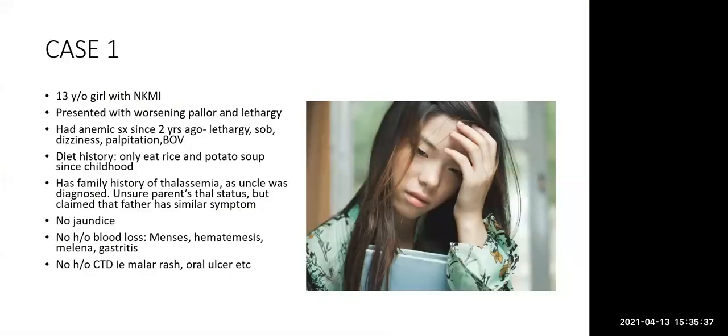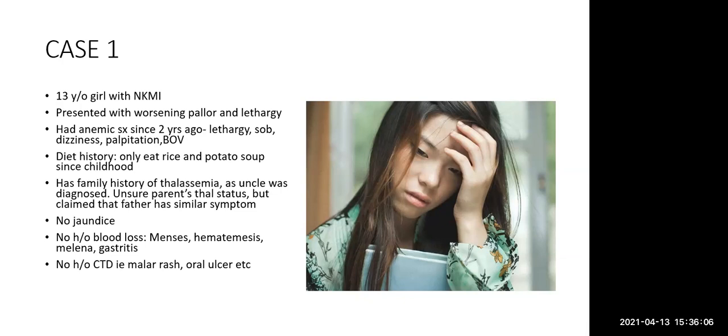So okay, this is the first case. We have a 13 year old girl with no medical illness. She presented with worsening pallor and lethargy. Upon further questioning, she had anemic symptoms since 2 years ago, with lethargy, shortness of breath, dizziness, palpitation, and also blurry vision. On diet history, she said that she only eats rice and potato soup since childhood.